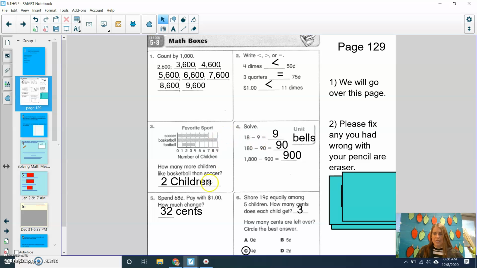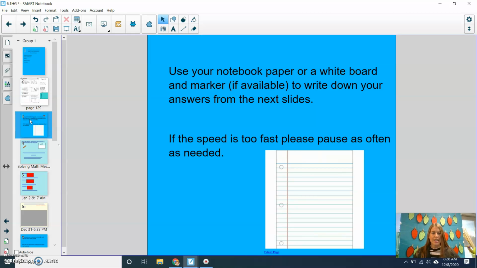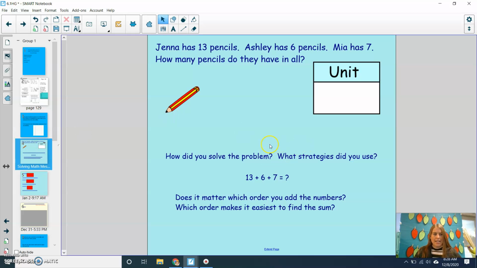So if you can double check to make sure that you have this page correct and fix any of your mistakes before moving on. For the next slide, we'll use either notebook paper or whiteboard and marker if available. If the speed is ever too fast, please pause as often as needed. So in today's question, Jenna has 13 pencils, Ashley has 6 pencils, Mia has 7 pencils. How many pencils do they have in all?